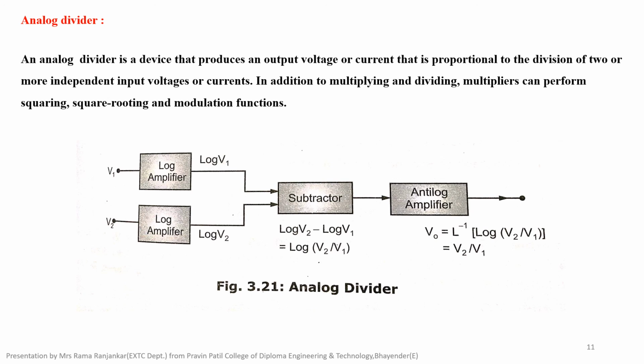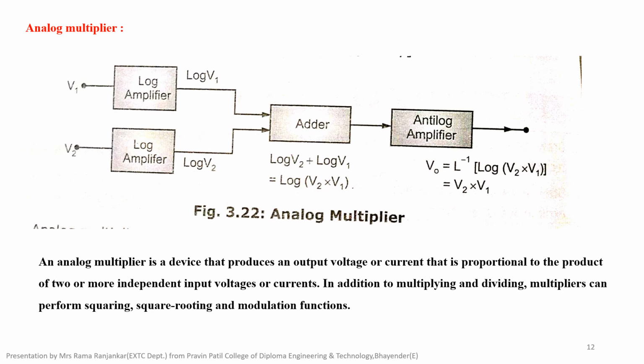Analog multiplier is a device that produces an output voltage or current that is proportional to the product of two or more independent input voltages or currents. In addition to multiplying and dividing, multipliers can perform the squaring, square rooting and modulation functions.